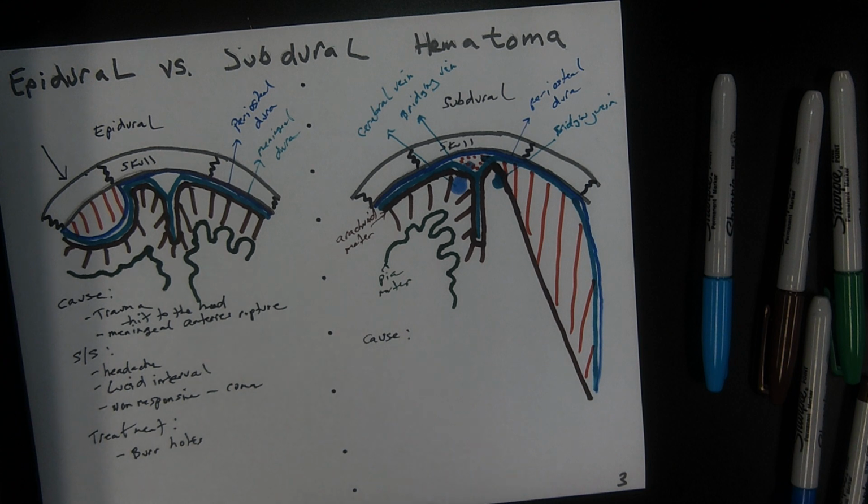How about these bridging veins? When they come in, they're coming in from here and they're going into the superior sagittal sinus. The bridging veins kind of come across like this into the superior sagittal sinus. So if you have this kind of motion, you can rip those veins open. Everybody see that? Does that make sense? So that flexion and extension is going to cause these veins to rip open.